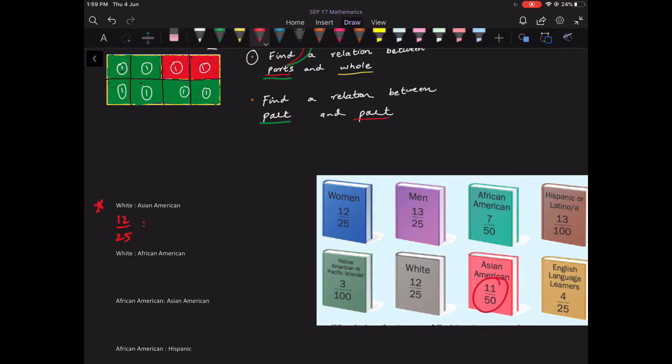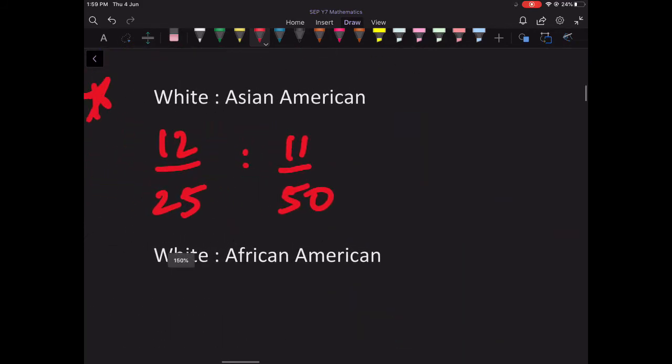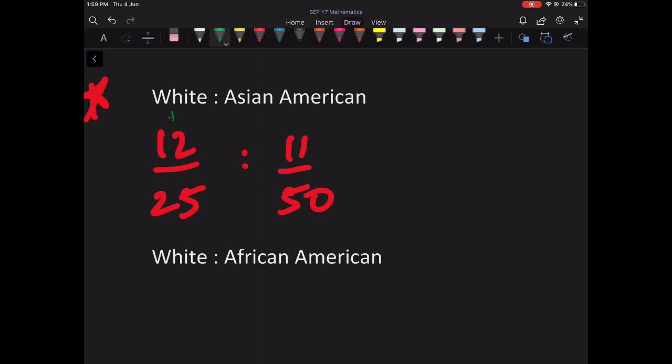We can see that 12 out of every 25 people are white, and 11 out of every 50 people are Asian American. So what's the ratio between them? Is it 12:11? No, it certainly is not. That is because the denominators of both the fractions are not the same.